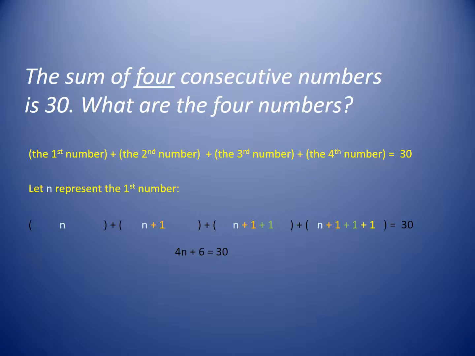Now we can combine terms again. This time we have 4 n's, and if we add up all the 1's, we'll end up with 6. So we can rewrite this equation as 4n plus 6 equals 30.